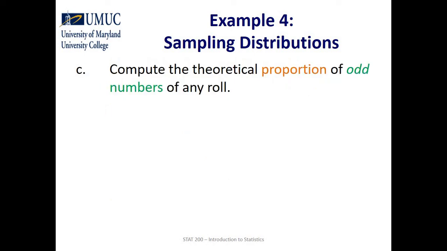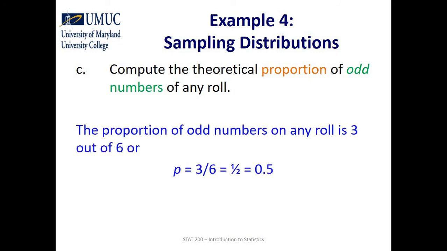Okay, now I want you to compute the theoretical proportion of odd numbers on any roll. All right, so this concept of a proportion is kind of confusing. The proportion of odd numbers on any roll is 3 out of 6. So the proportion is 3 divided by 6, or 1/2, or 0.5. That's the proportion of odd numbers that we could expect on any roll. All right, hopefully that makes sense to you.